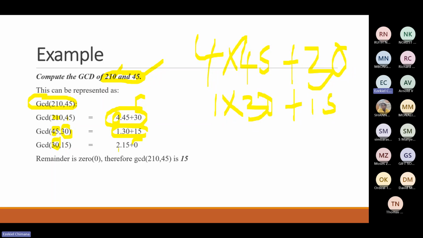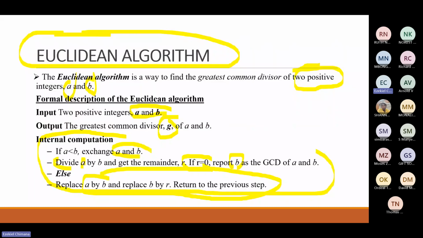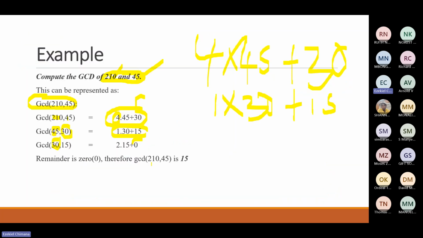It's 0. Our r is now what? 0. So we are going to get 2 times 15 plus 0. Whenever you get your remainder as 0, you are supposed to report b as your greatest common divisor, and your b is 15 here. That's how you use the Euclidean algorithm to find the greatest common divisor of two integers.